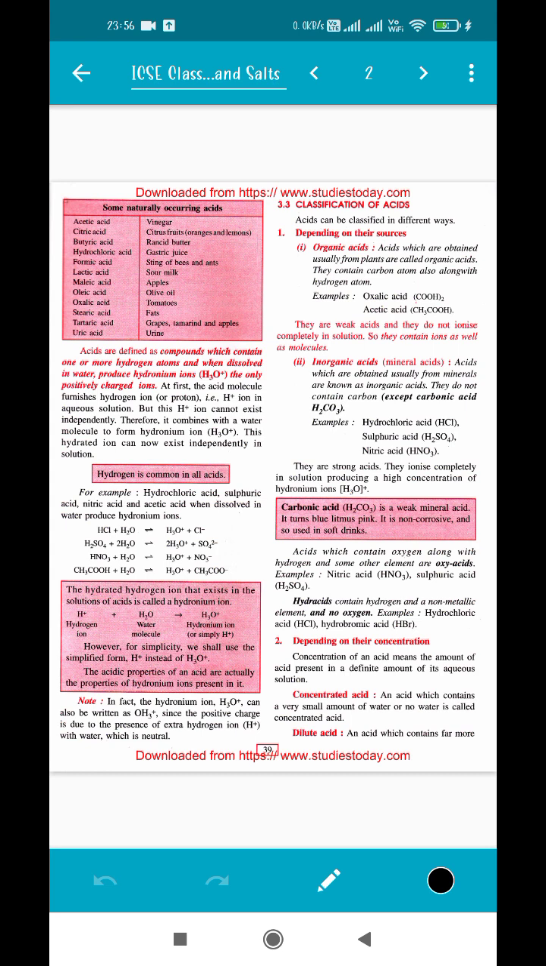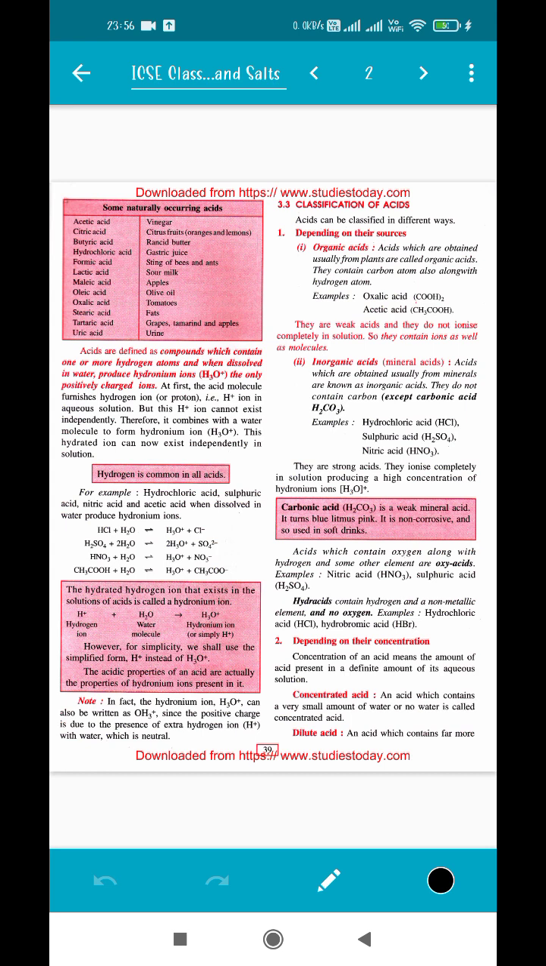There are a few examples: hydrochloric acid HCl, sulfuric acid H2SO4, nitric acid HNO3. These are very strong acids. Even if a small droplet of these acids falls on your skin, the skin will get corroded, the skin will face burns. Since carbonic acid is produced artificially but also contains carbon, we can see that it is quite weak in nature.